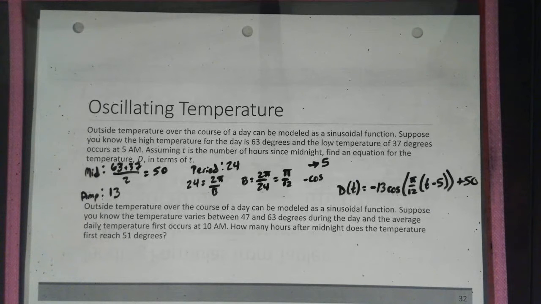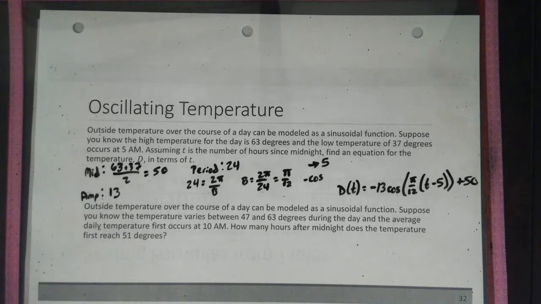Second, outside temperature over the course of a day can be modeled as a sinusoidal function. Hey, it's almost like we just said that. Suppose you know the temperature varies between 47 and 63 degrees during the day, and the average daily temperature first occurs at 10 a.m. How many hours after midnight does the temperature first reach 51 degrees?